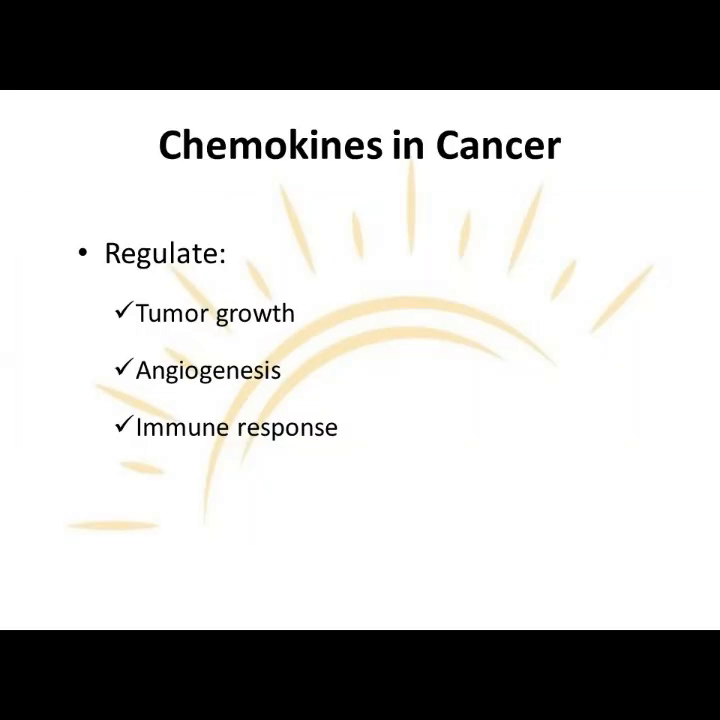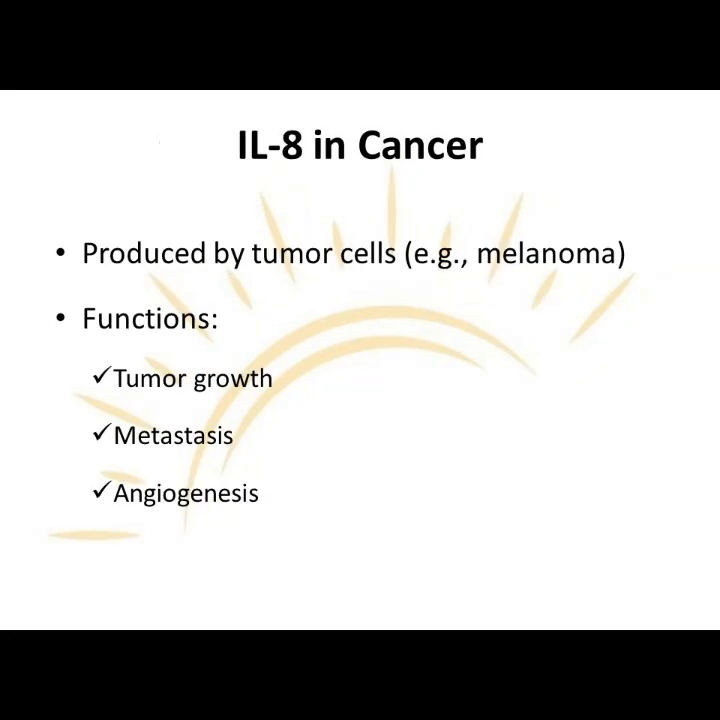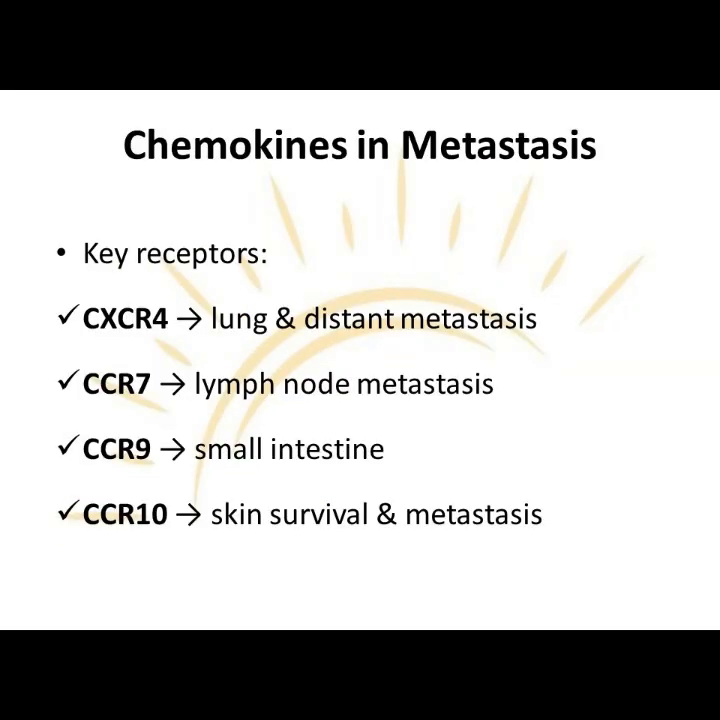Chemokines in cancer. Chemokines are involved in tumor growth, angiogenesis, and immune response. IL-8 in cancer. It is produced by tumor cells, for example melanoma. It functions in tumor growth, metastasis and angiogenesis. Chemokines in metastasis. Key receptors: CXCR4 is involved in lung and distant metastasis. CCR7 in lymph node metastasis. CCR9 in small intestine and CCR10 in skin survival and metastasis.